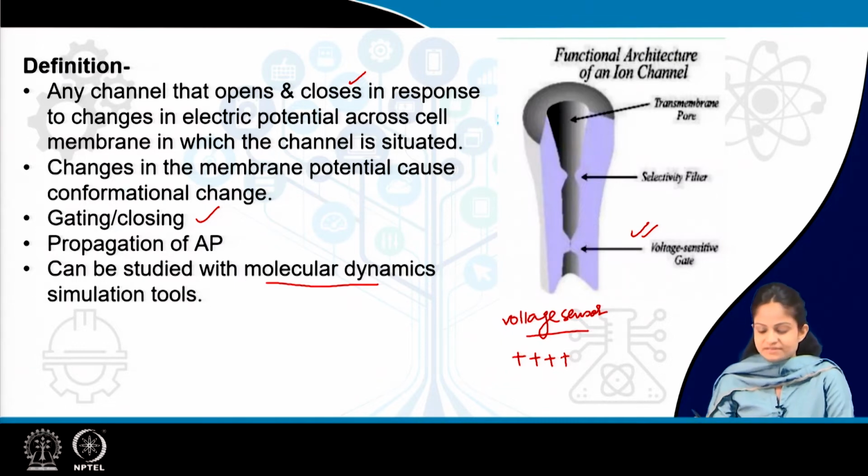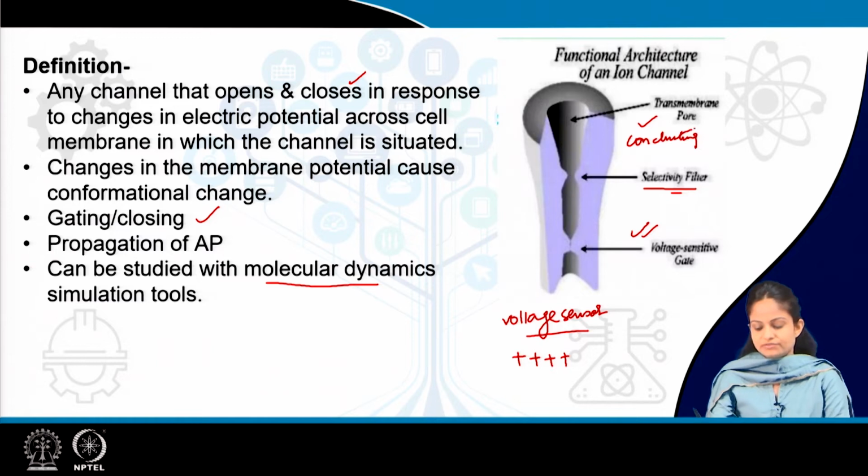Then we have a selectivity filter which selectively filters the ions. For example, in case of sodium ion channel, it will filter the sodium ions. Then we have a transmembrane pore or conducting pathway. We have a conducting pathway.